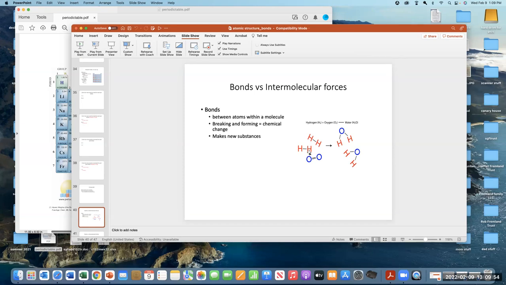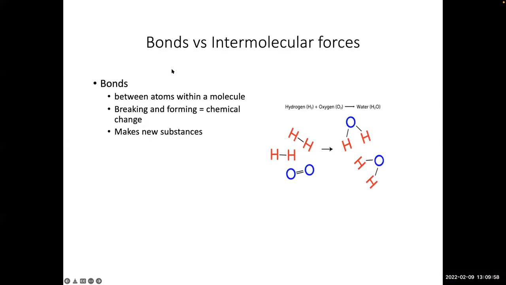So for example, if you look at this slide, you can see the bond in this chemical reaction, we take hydrogen and combine it with oxygen to make water.